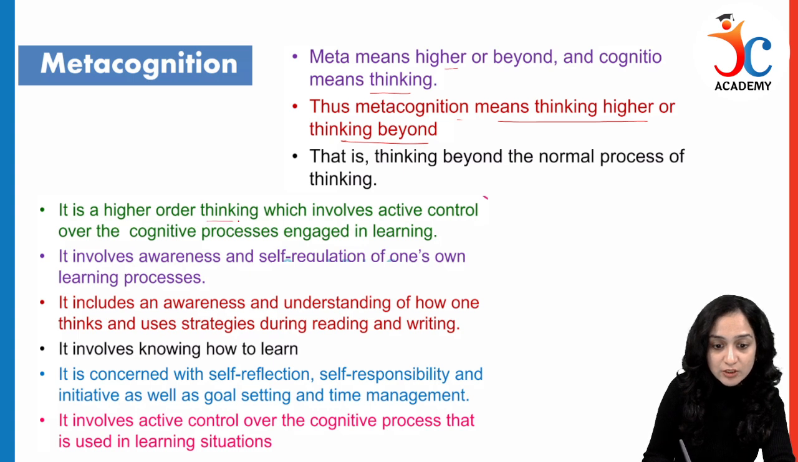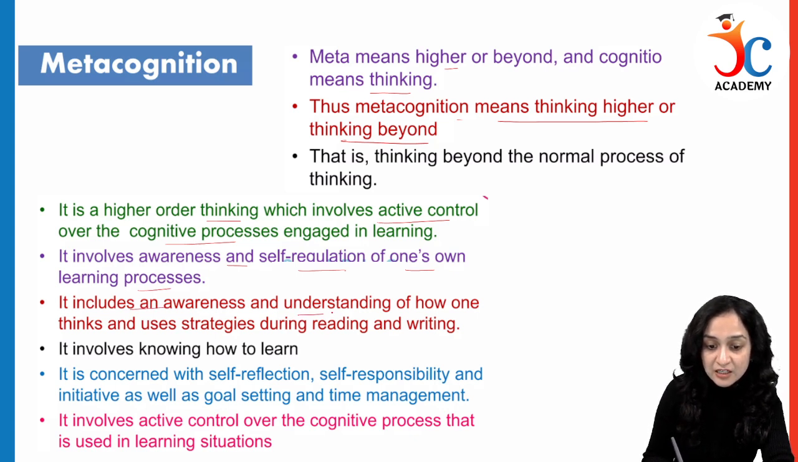So it is a higher order thinking which involves active control over the cognitive process. It involves awareness and self-regulation of one's own learning process. It includes awareness and understanding of how we think and use the strategies during reading and writing. It involves knowing how to learn. It is concerned with self-reflection, self-responsibility and initiative as well as goal setting and time management. It involves active control over the cognitive process.